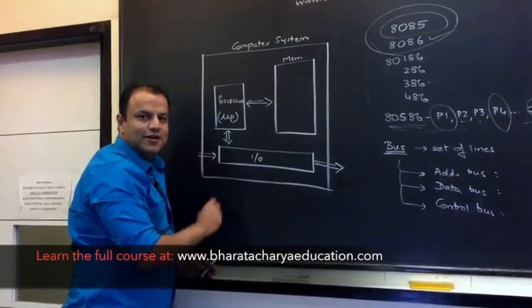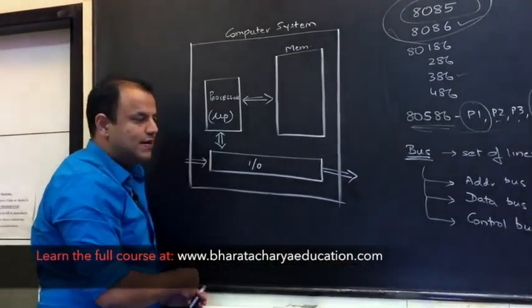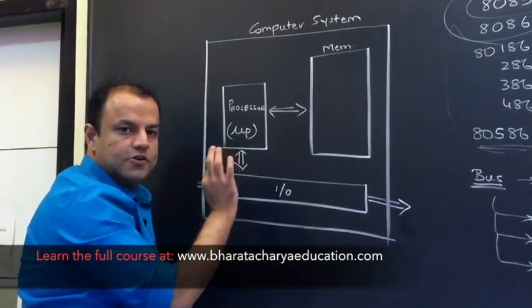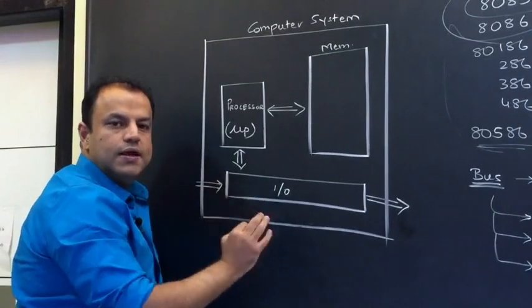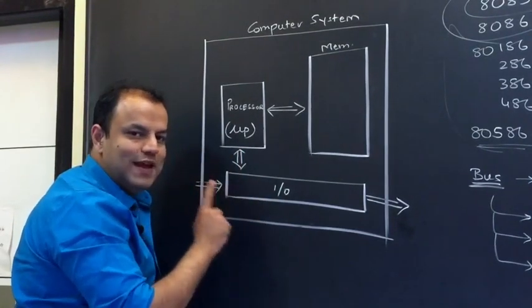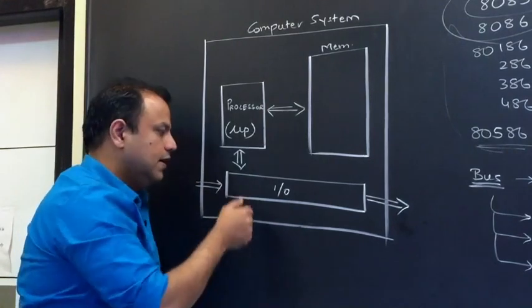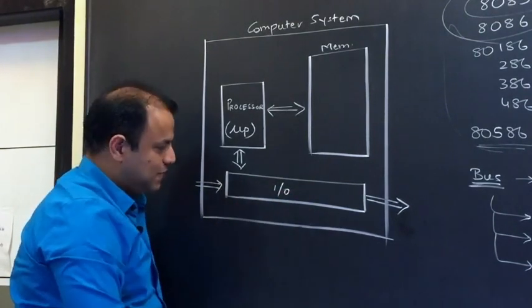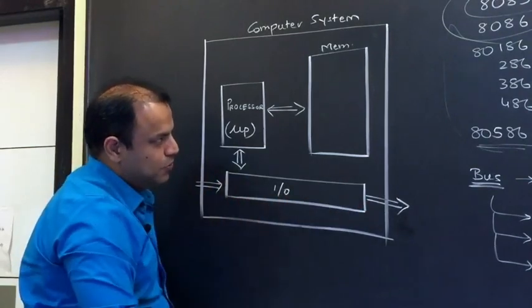This section is called the I/O section. I/O stands for input and output. I repeat, its purpose is only to give inputs and produce outputs. It is not doing any processing. Are we clear? The devices are keyboard, mouse, printer, monitor, etc. You know input-output devices very well. They give inputs and they produce outputs.